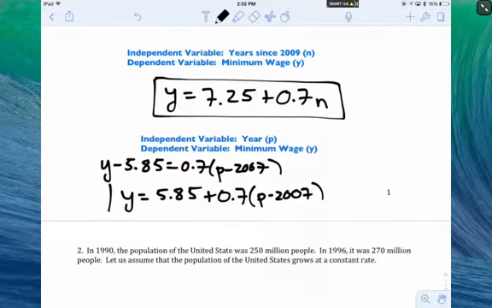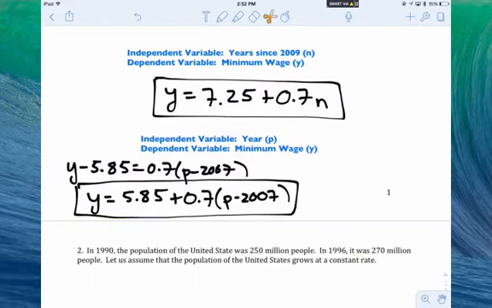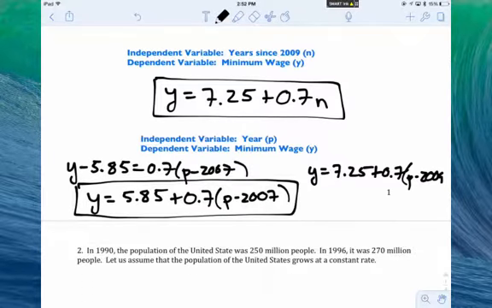I really like it. And I will let you confirm that we also could have just as easily made the equation y equals $7.25 plus 0.7 times the quantity of P minus 2009. The exact same idea, that the minimum wage, quote unquote, started at $7.25. It increased at 70 cents a year, not in the year 0, in the year 2009. So another way to create an equation to model that situation.